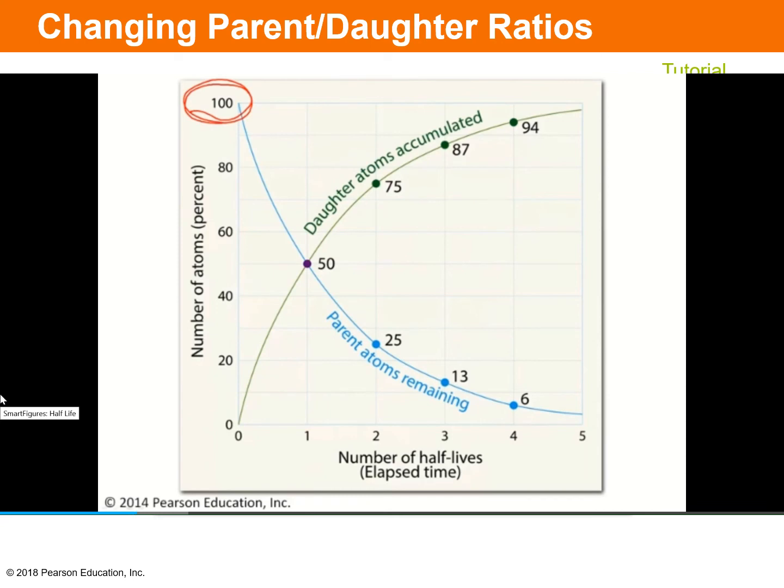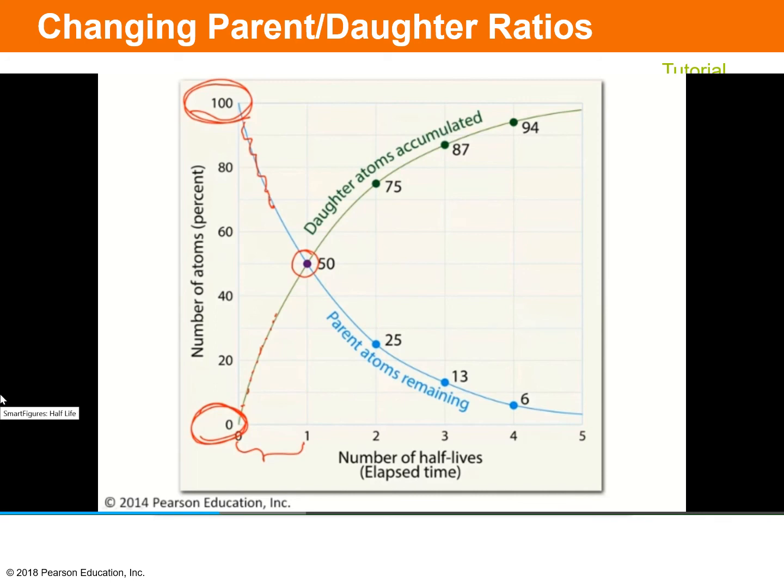We start off with 100% parent isotope, like uranium-238, and 0 daughter isotope, like lead-206. And as time goes by, we get less and less parent isotope, and that turns into more and more daughter isotope. The 50% point, when 50% of the parent has decayed and produced 50% daughter, and the amount of time it takes to get there, is called one half-life.